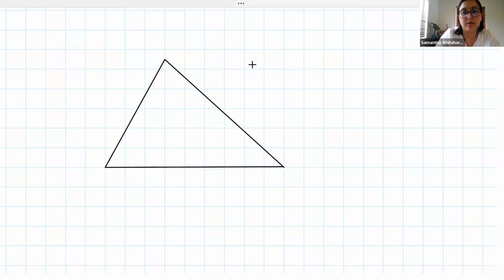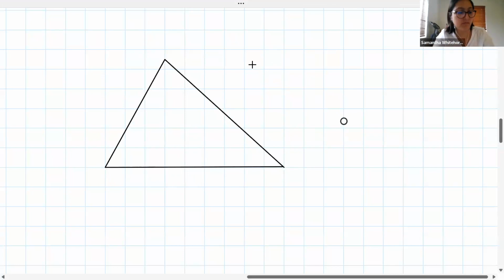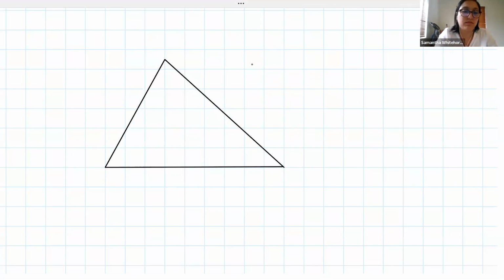Okay, so here's my triangle, and we want to prove whether it's a right angle triangle. So let's say I've got this triangle, and again, I've asked you to prove whether or not this is a right angled triangle. The first thing that we need to do is identify our longest side. Hopefully we can all agree that our longest side is going to be the side 21 here.